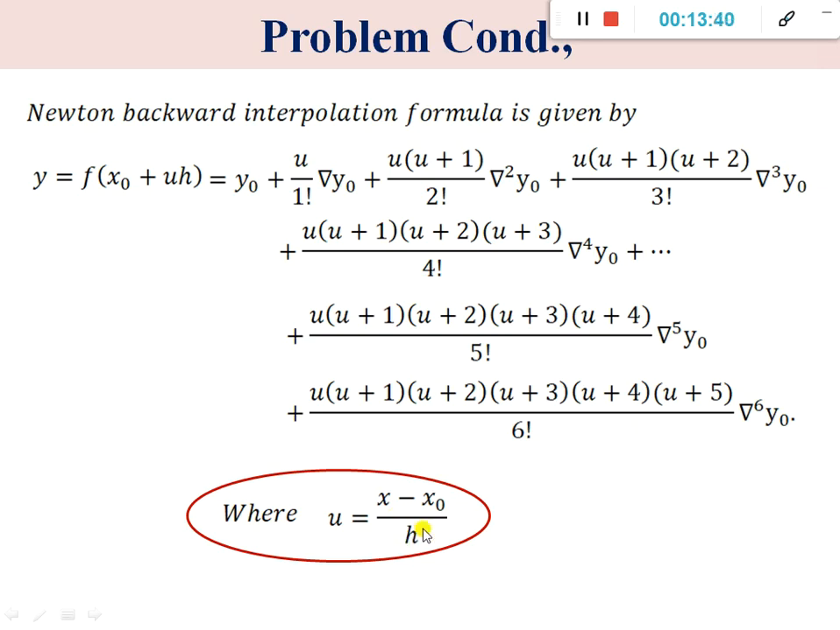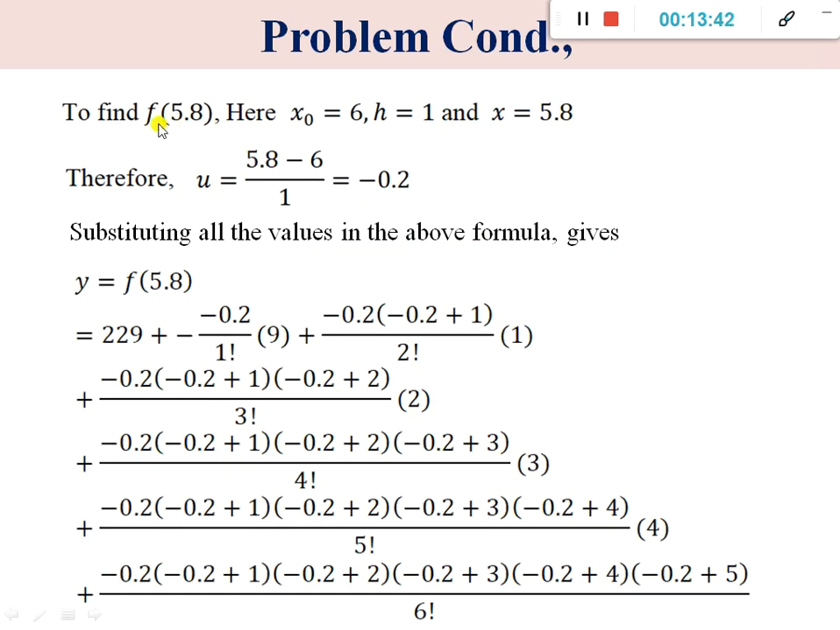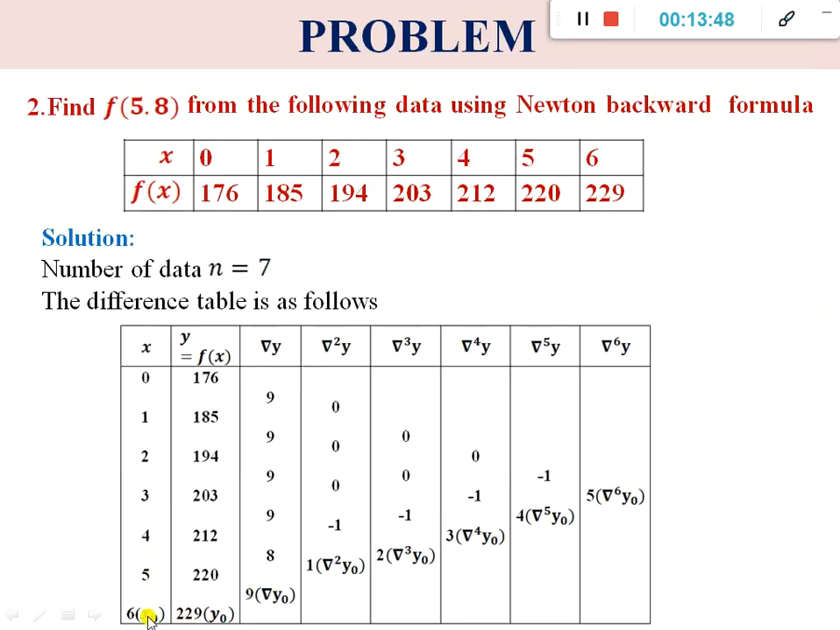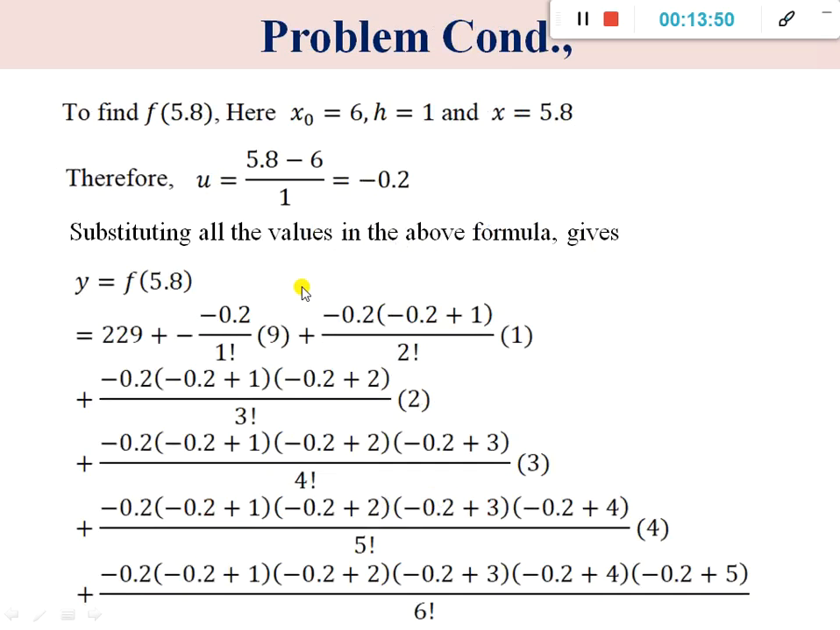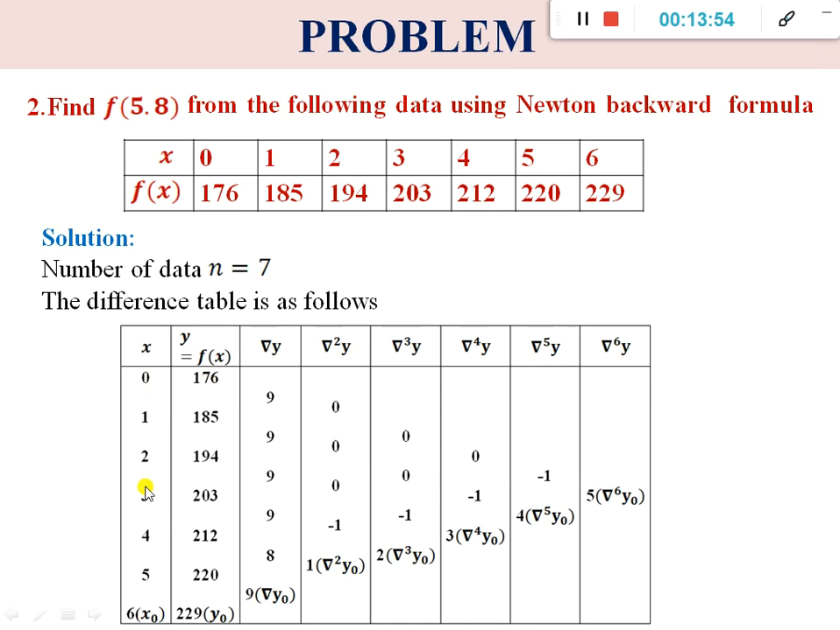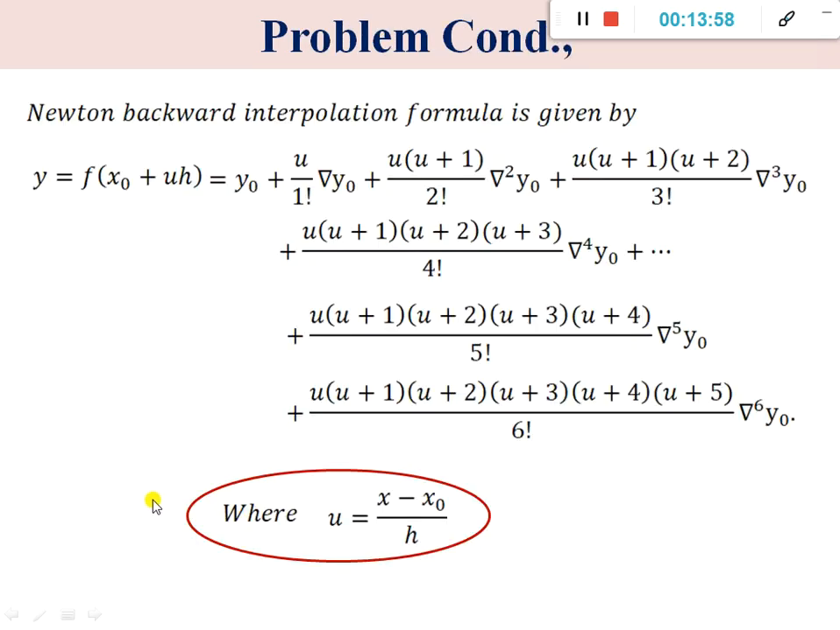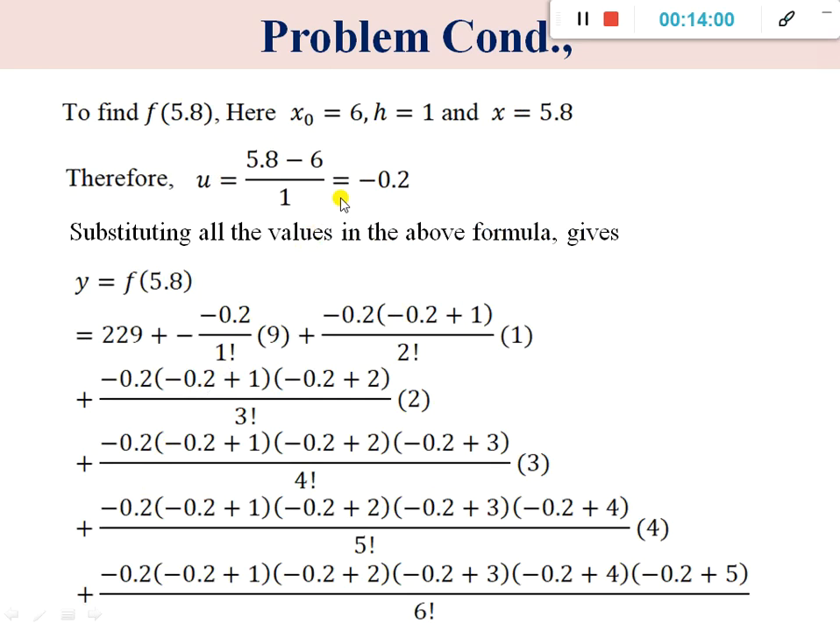Now, to find f of 5.8, here x naught is 6. Look at the table, x naught is 6, y naught is 229, and h is equal to the difference of x values, that is 1. 6 minus 5 is 1, 5 minus 4 is 1. So it must be equal interval, then only we can use the backward formula. You can check any one of the intervals, that's enough. And x is equal to 5.8 here.